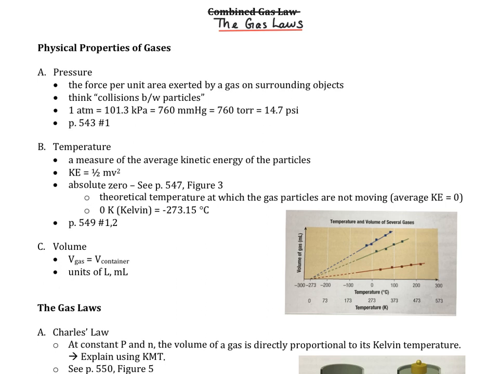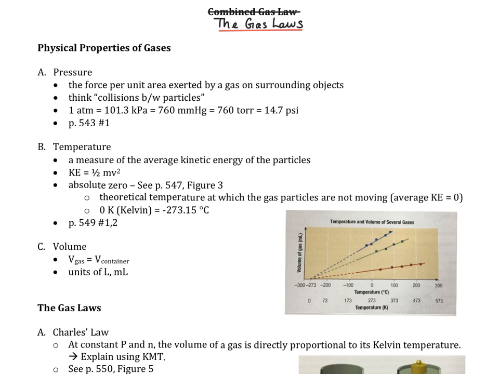So we recall that pressure of a gas is really the collisions between the particles with each other and the walls of the container. Now, pressure can be measured in a number of different units: atmospheres, kilopascals, millimeters of mercury, torr, pounds per square inch. You'll see the PSI, or pounds per square inch, in the States frequently. The SI unit is kilopascals, and you'll also see atmospheres show up here and there.